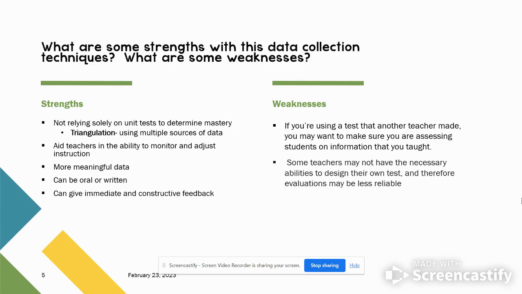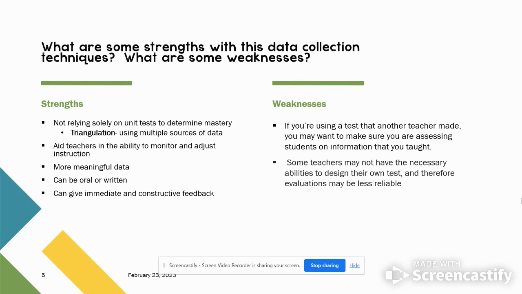Another topic is more meaningful data. If we are designing the tests ourselves, geared toward what we are teaching them and what we are hoping for them to learn with their objectives and standards being met, we're going to have more meaningful data collection. It can be oral or written, like I stated before, as another strength. And for the teacher, it can give students more immediate and constructive feedback, definitely more immediate than standardized testing when it takes months for us to get those results back. So it's definitely a quicker turnaround.